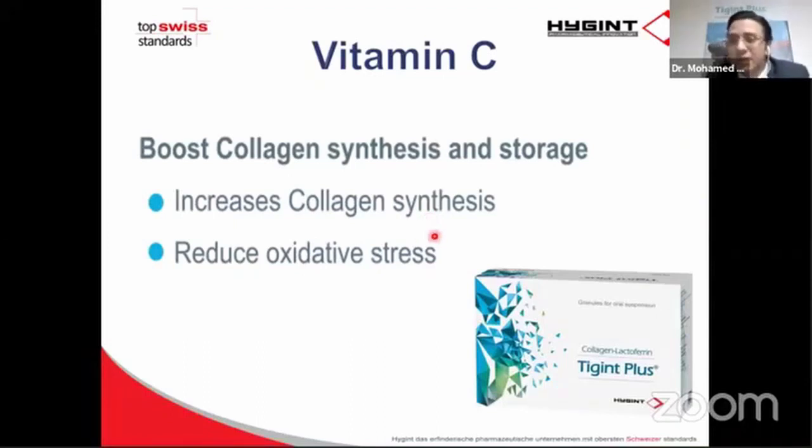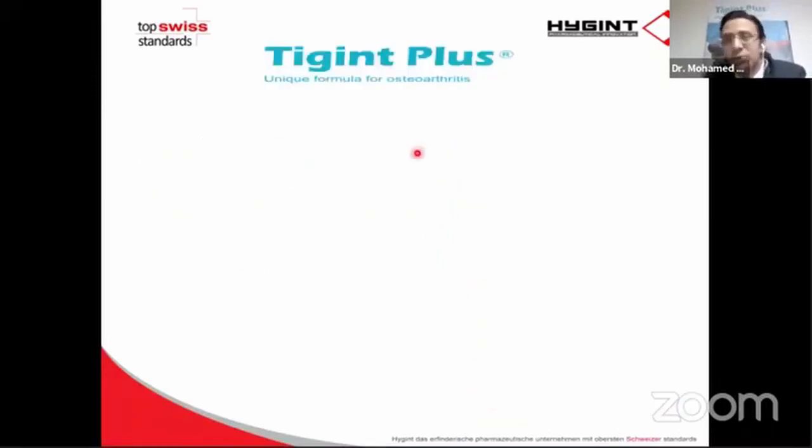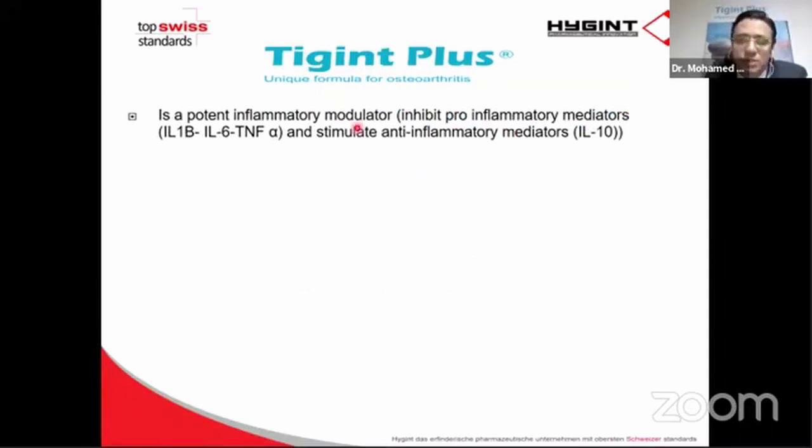دول الحقيقة الفايف انجريدينتس اللي موجودين، زي ما قلت لحضراتكم حاجة يونيك موجودة في التيجنت بلس، مش موجودة في اي برودكت ثاني في الايجيبشن ماركت بتقدمها لكم طبعا شركة هايجنت. الخمسة انجريدينتس دول بيعملوا لنا مانجمنت بشكل هايل جدا لكل الساينس والسيمبتومز بتاعت الاوستيوارثرايتس عن طريق ان هم ليهم بوتنت انفلاماتوري ميديتور افكت، بيمنعوا البرو انفلاماتوري ميدياتورز زي الانترلوكين 1 بيتا، الانترلوكين 6، تي نيف الفا، بيستيموليت الانتي انفلاماتوري ميدياتورز لايك الانترلوكين 10، وبالتالي انا مش بس بقلل الانفلاماتوري ميدياتورز، لا ده انا بزود الانتي انفلاماتوري ميدياتورز او السيتوكاينز.